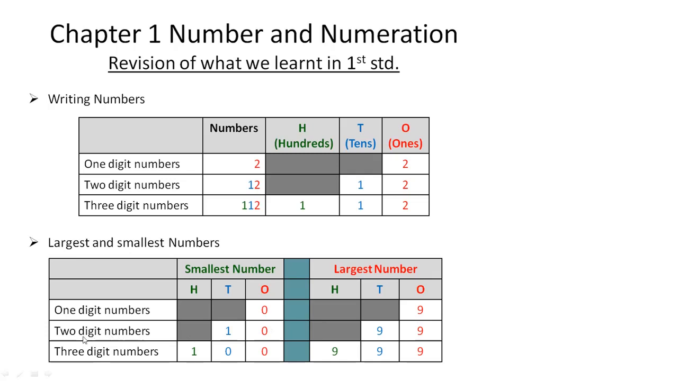Very good. Now, two digit numbers. Which is the smallest two digit number? Of course, it is 10. And what is the largest two digit number? It is 99. Right? Three digit numbers. Which is the smallest three digit number? 100. And what is the largest three digit number? 999. Okay, very simple. Let's move ahead.